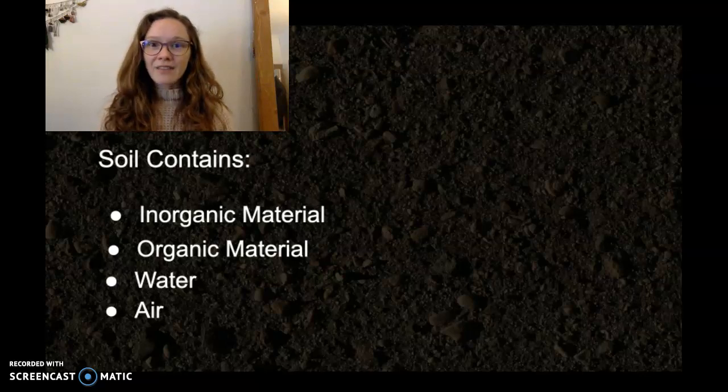So why do we have air in our soil? Well, it's because the little pieces of rock and living matter, those inorganic and organic materials, don't fit together perfectly, so they leave little gaps and spaces between them. And then if it rains or floods, water can soak into those spaces and get stuck there.